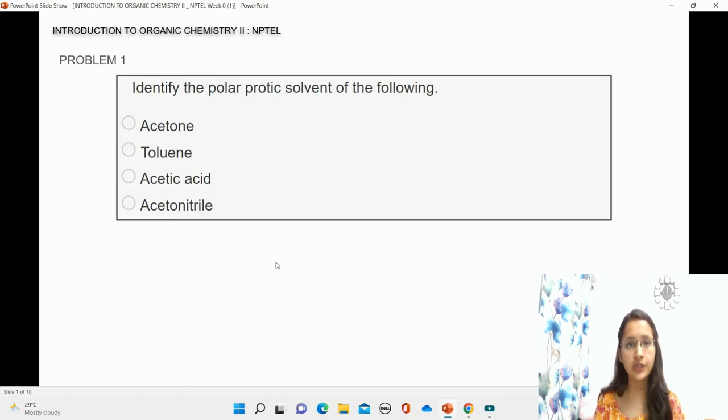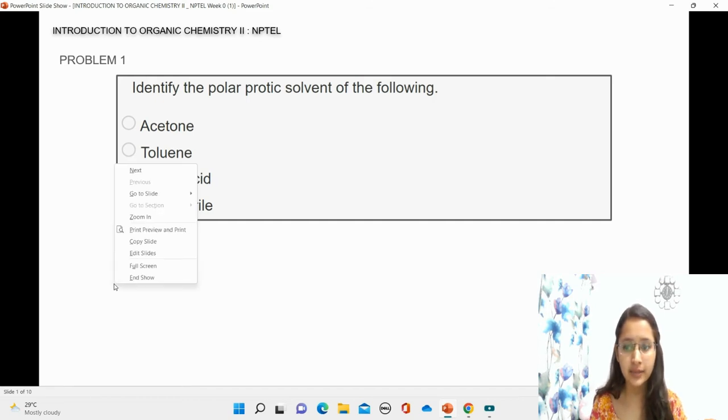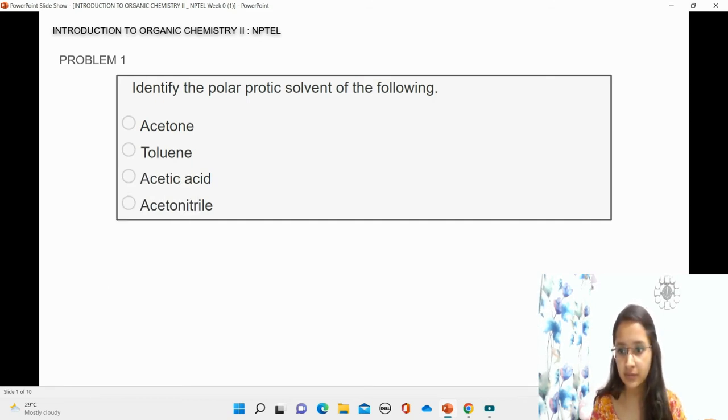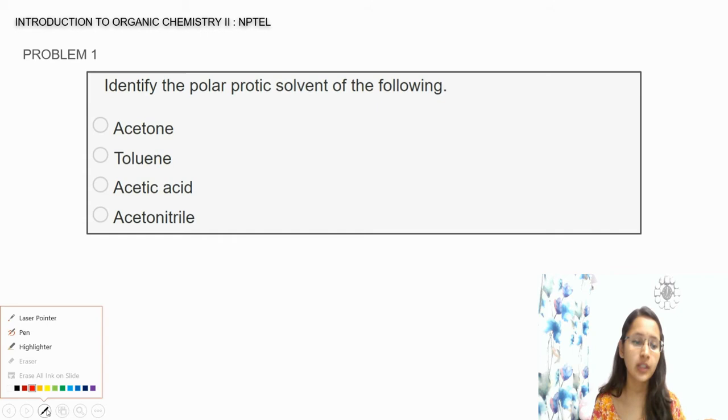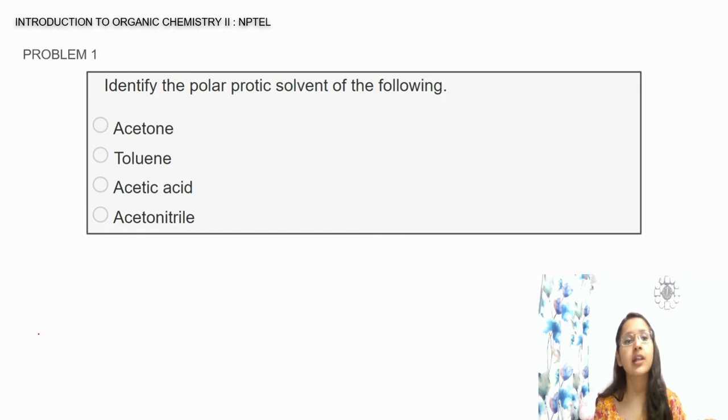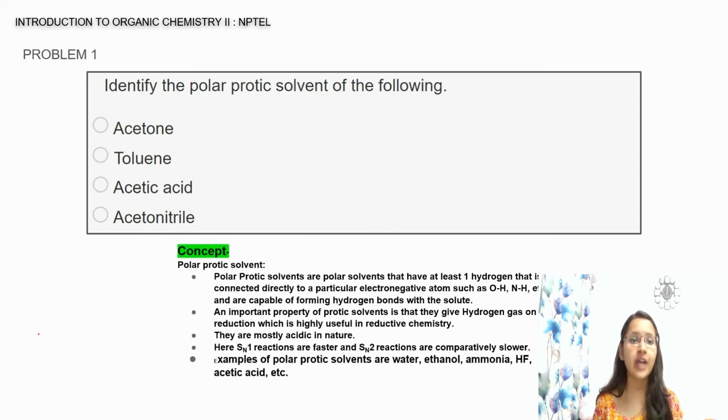So first of all, I will start with problem one, which asks us to identify the polar protic solvent of the following. We can answer this very easily if we know the basics. So the basic is, what are the polar protic solvents? First, I would like to remind you that the polar protic solvents are nothing but the solvents which have at least one hydrogen that is directly attached to an electronegative atom.